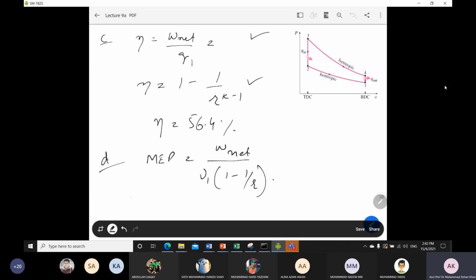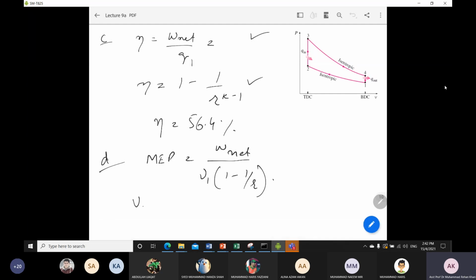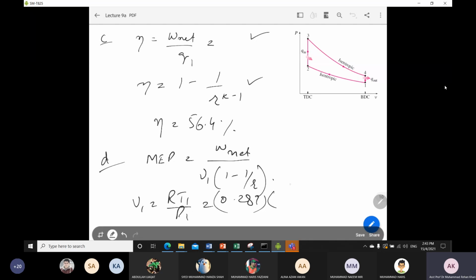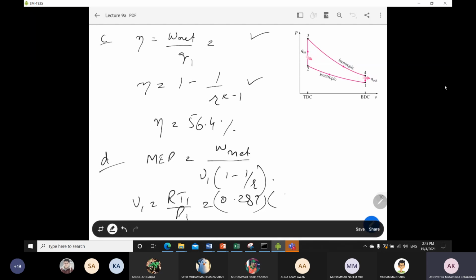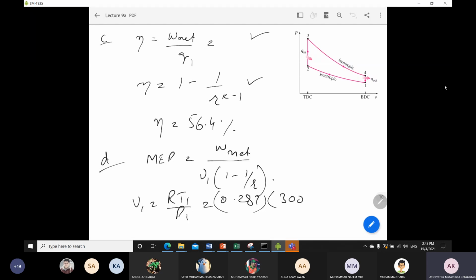So with a similar procedure, you just have to calculate specific volume at 1 from RT1 over P1. This R value is known to you. You can find it from the thermodynamic table, which is A2, or you can remember it. Temperature 1 is 300 Kelvin, and pressure 1 is also given in your problem statement, 95 kilopascal. By just solving it, you will get 0.906 meter cube per kg.